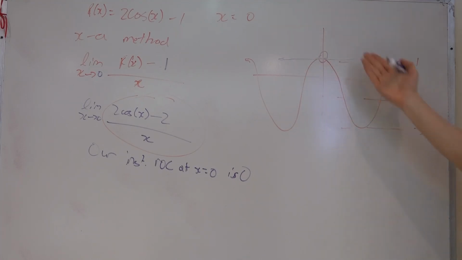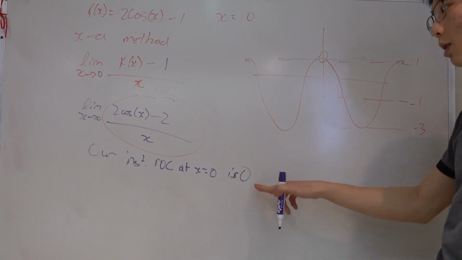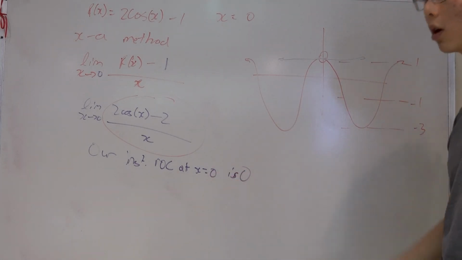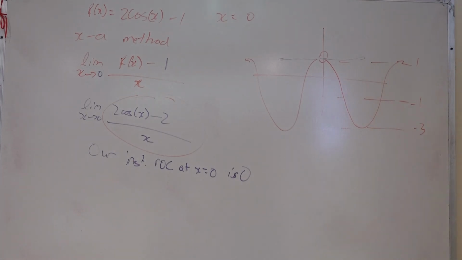Okay? So this makes sense because the slope of this line is 0, and we just found out that our instantaneous rate of change at x equals 0 is 0. Okay? So our graphical method lines up with this. But you can't just draw the graph and say, aha, look, it's 0. You have to actually show it using the methods that I've just shown you. Okay?